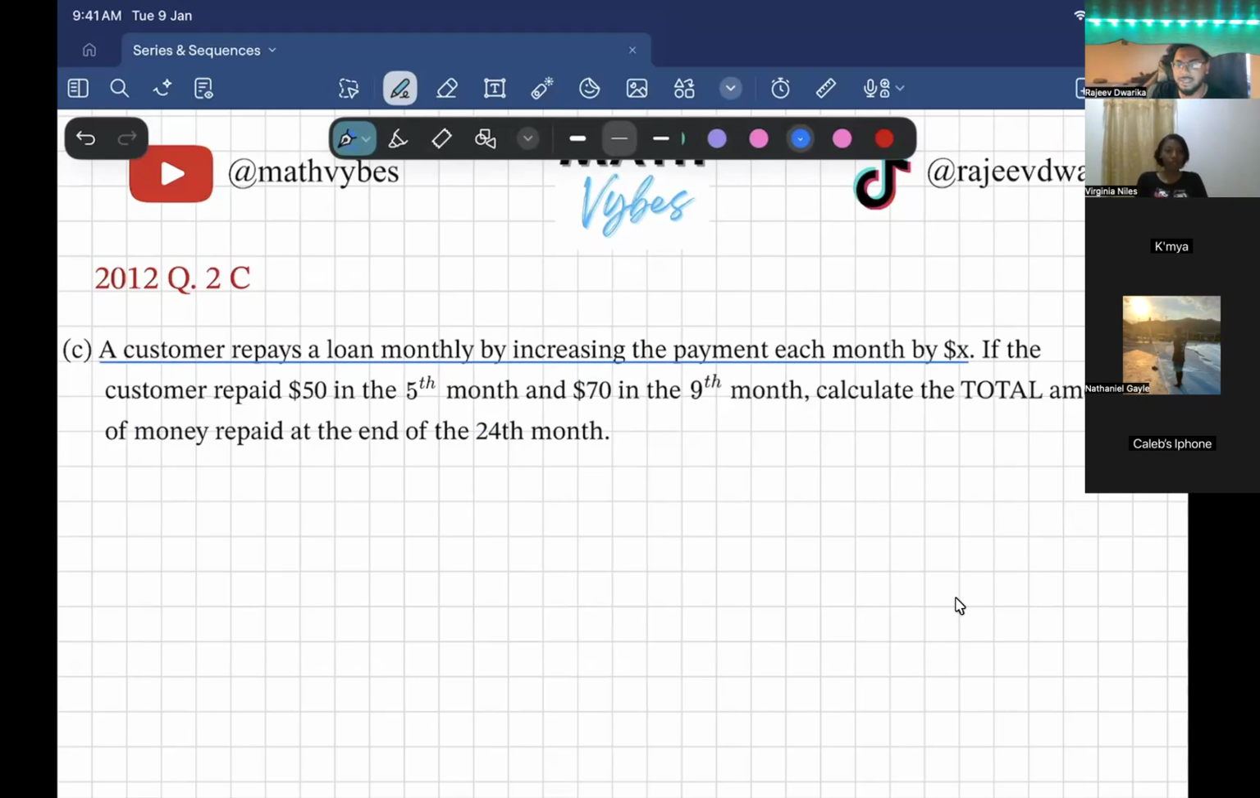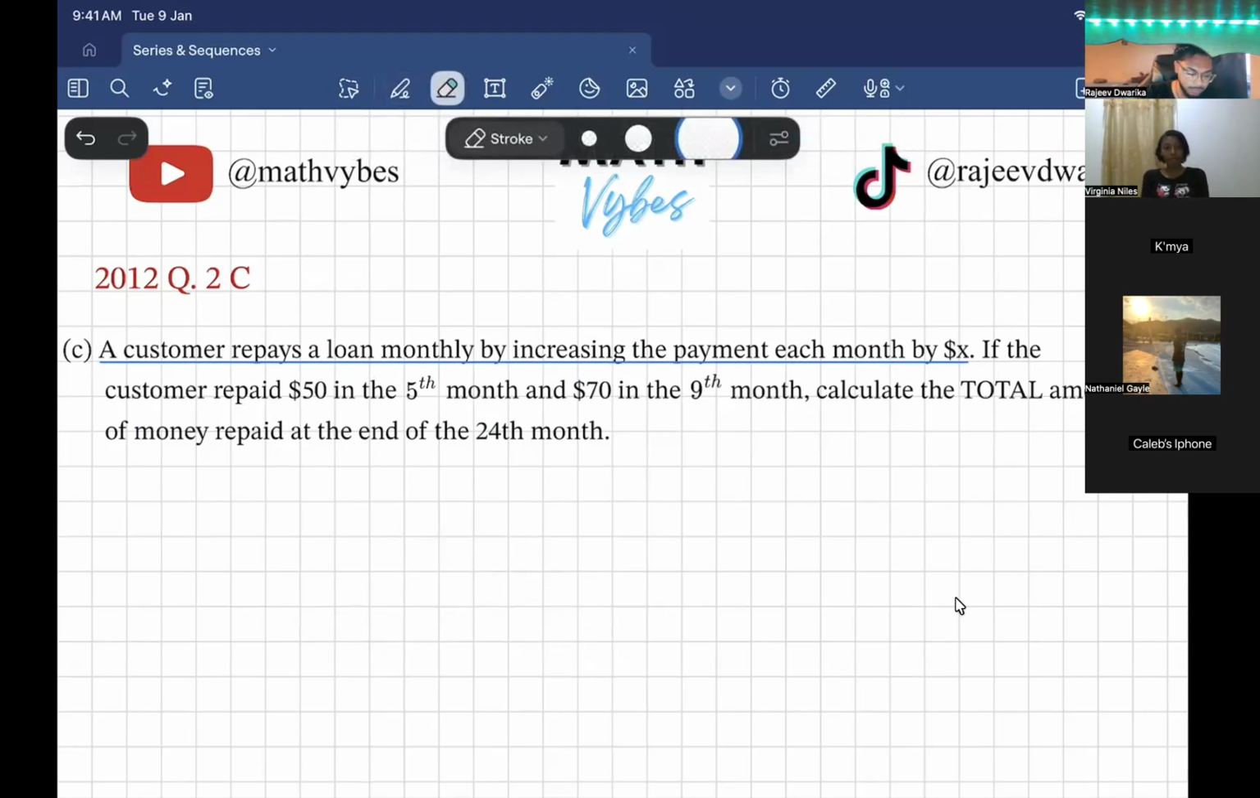So if they're telling us it increases by $X, let me give you an example. Let me just say X was 5, so the amount of money was increasing by $5 every month. Let me just say in the first month we had $10. How much money would I have in the second month? 15. How much money would I have in the third month? 20. And this is our AP. Yeah, so it's an AP we're working with.